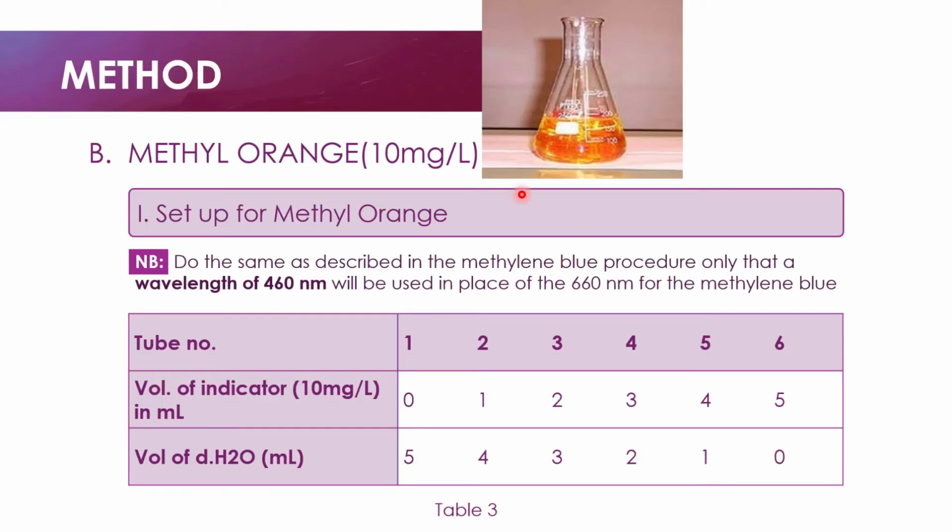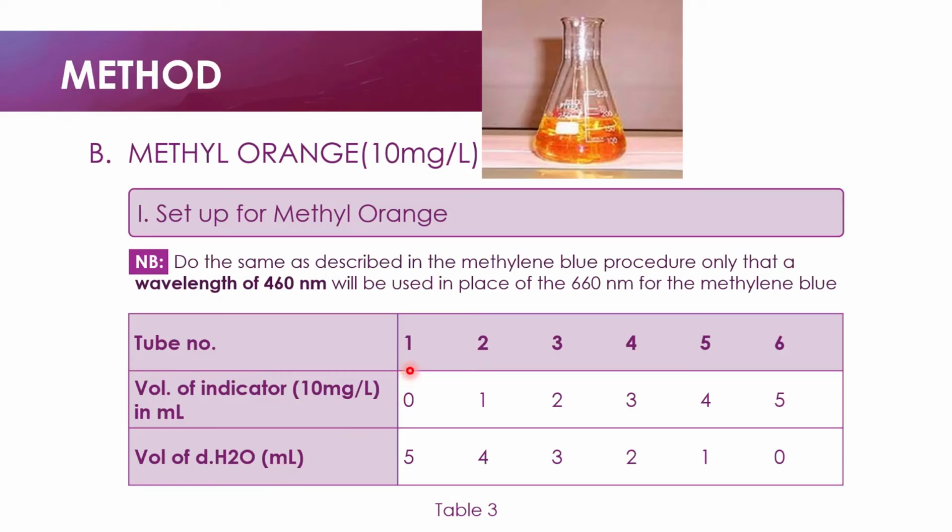So let us now look at the second part of the experiment, which involves the plotting of the methyl orange calibration curve and using the calibration curve to extrapolate or determine the concentration of the methyl orange in the unknown mixture. First of all, we will have to make a setup for the methyl orange using the table over here. As you can see, we have our 6 test tubes labeled test tube 1 to 6, and this is the volume of the indicator that is needed and the volume of distilled water to be used.